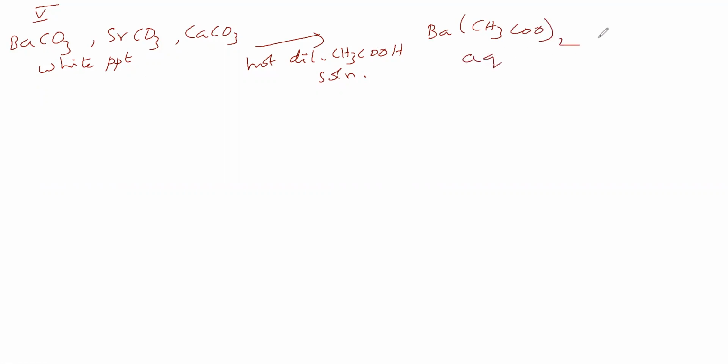Similarly, strontium and calcium, so we will get strontium acetate and calcium acetate. So the group 5 precipitate is carbonate. To this carbonate precipitate you are adding hot dilute acetic acid solution. They are converting into the respective acetates, so you get barium acetate, strontium acetate, and calcium acetate solution. So you got them in the form of acetate.